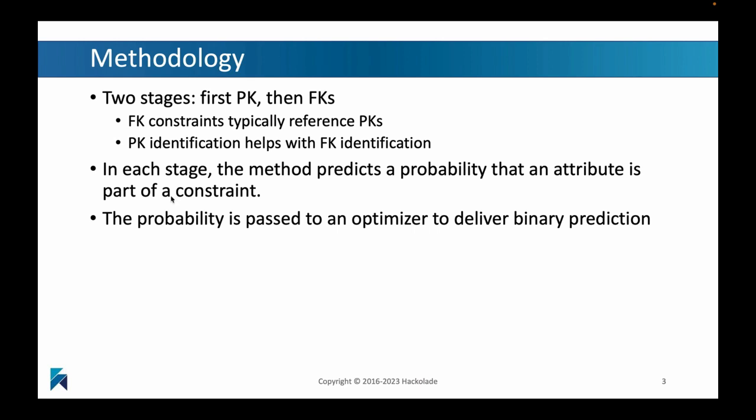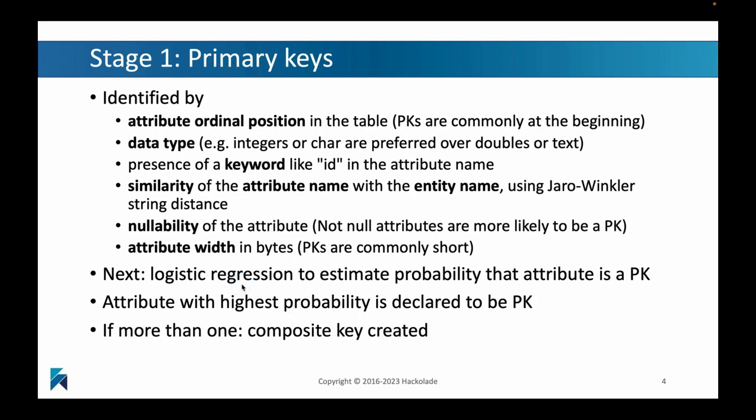So in each stage, the model and the method will predict a probability that an attribute is actually part of a constraint. And this probability is then passed to an optimizer to give us a prediction. So in the first phase, we'll be using a number of attributes or indicators for primary keys. So the attribute position in the table, the data type, the keyword that is in the attribute name, the similarity of the attribute name with the entity name. And to do this, we actually use a really interesting capability of calculating the string distance, which is a measure of how different two sets of strings are from one another. Then we also use the nullability, is it possible to be null, yes or no, and the attribute width, so how many bytes are in that attribute.